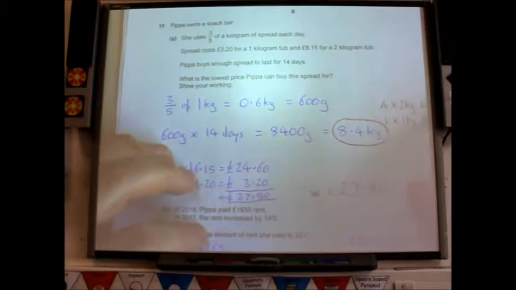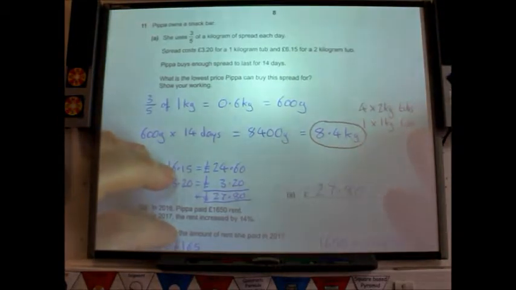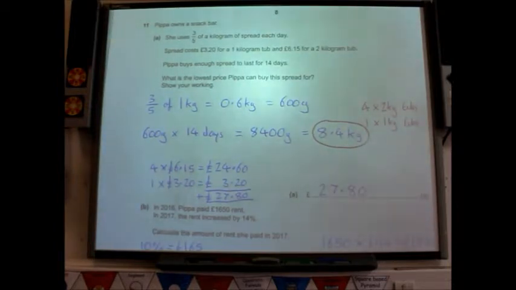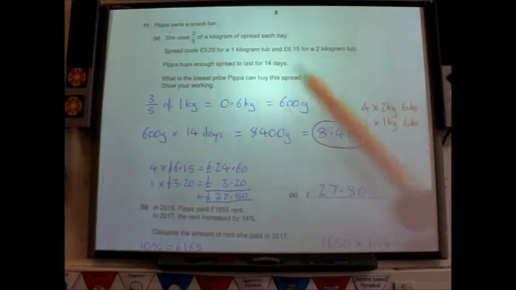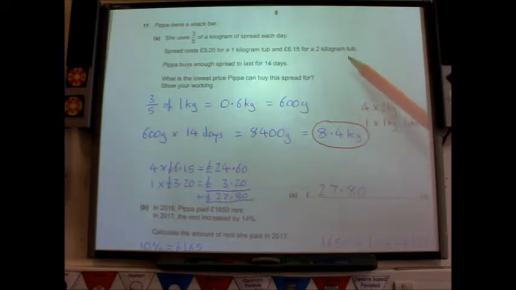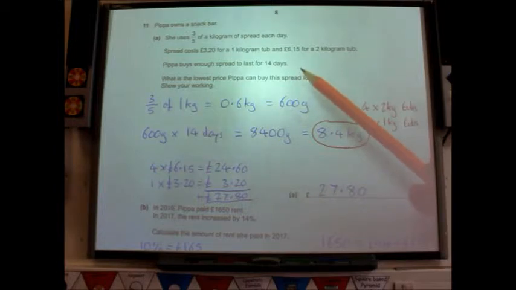Question 11. Pippa owns a snack bar. Let's get that all on. She uses 3/5 of a kilogram of spread, like Flora, each day. Spread, we use Bertolli at home, but Flora's other spreads are available. Spread costs £3.20 for a 1 kilogram tub, or £6.15 for a 2 kilogram tub. She buys enough spread to last her for 14 days. What is the lowest price?